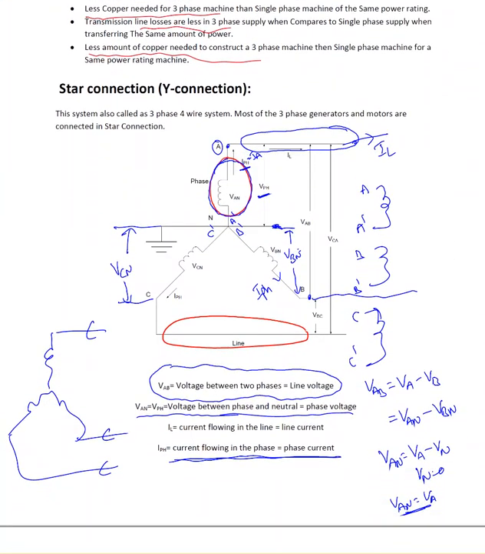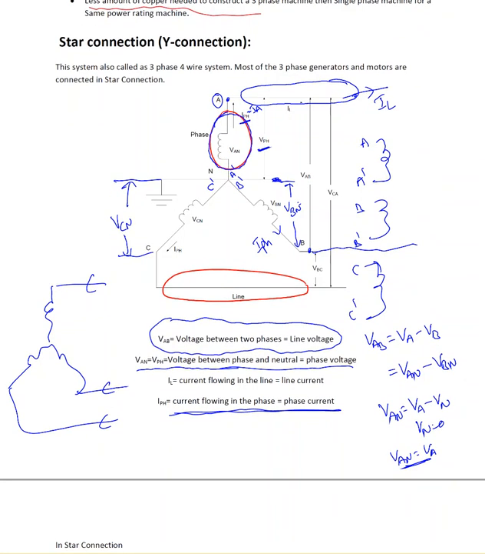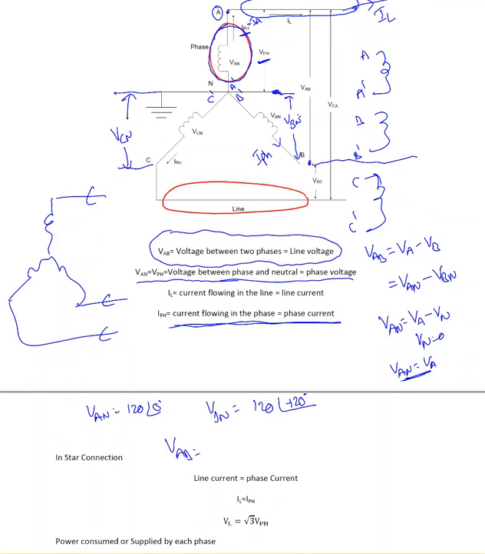Now if you look at those numbers, for example I have VAN equal to 120 at an angle of 0, VBN equal to 120 at an angle of minus 120. Now VAB equal to VAN minus VBN, so 120 at an angle of 0 minus 120 at an angle of minus 120. This is in polar format; if I convert this into rectangular format, 120 at an angle of 0 minus this value, 120 at an angle of minus 120, which is nothing but minus 60 minus j103.92.